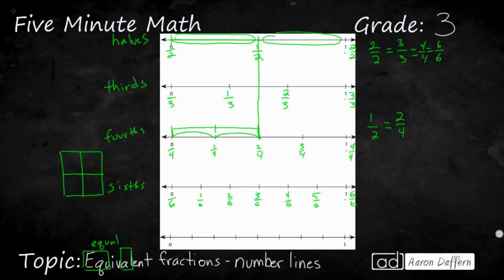And hopefully we see that this 1/3, let's make it a little bit straighter here, is going to be the same as that 2/6. So that's another one we can put. 1/3 is equal to 2/6, but also over here, we see that 2/3 is equal to 4/6.